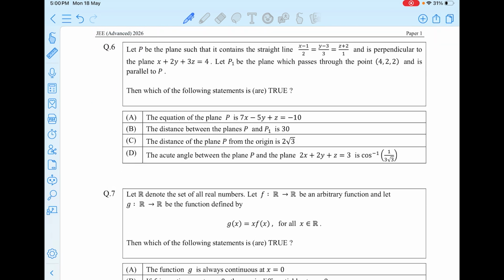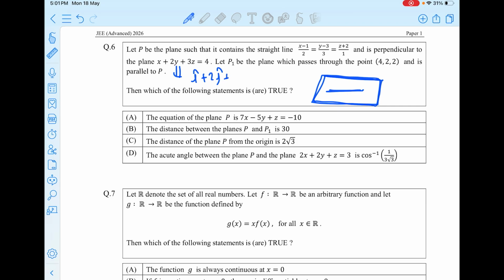Now P be the plane such that it contains the straight line. Okay, so a question from plane. See, plane is not there in mains, but in advanced they are asking questions related to plane. So P be the plane such that it contains the straight line and is perpendicular to the plane. So see, one plane is there which is containing the straight line, this one, and it is also perpendicular to the plane. So basically what they are saying, this plane which we have to find is perpendicular to this plane.